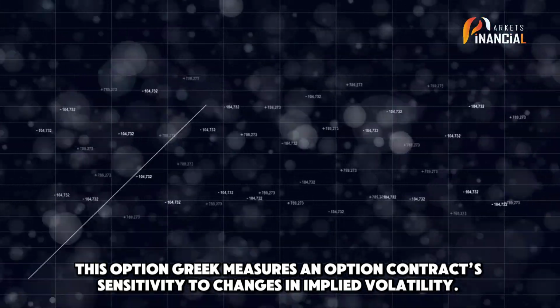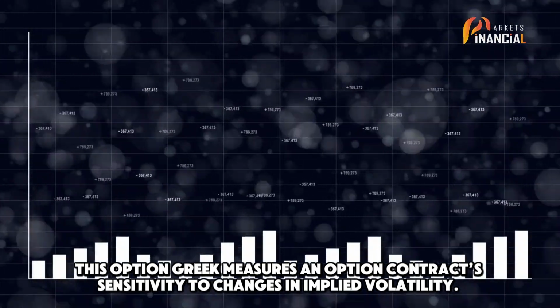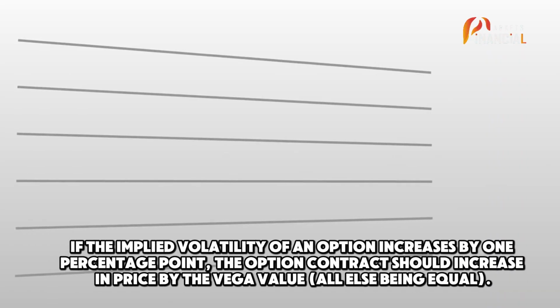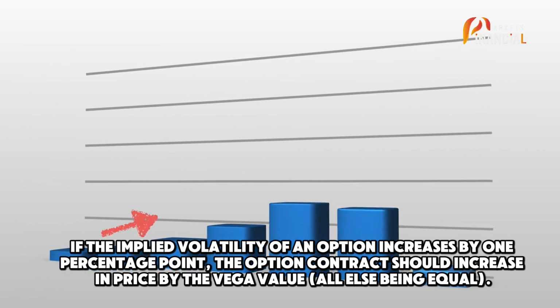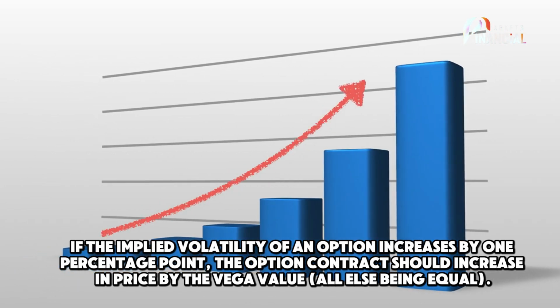Vega. This option Greek measures an option contract's sensitivity to changes in implied volatility. If the implied volatility of an option increases by 1 percentage point, the option contract should increase in price by the Vega value, all else being equal.